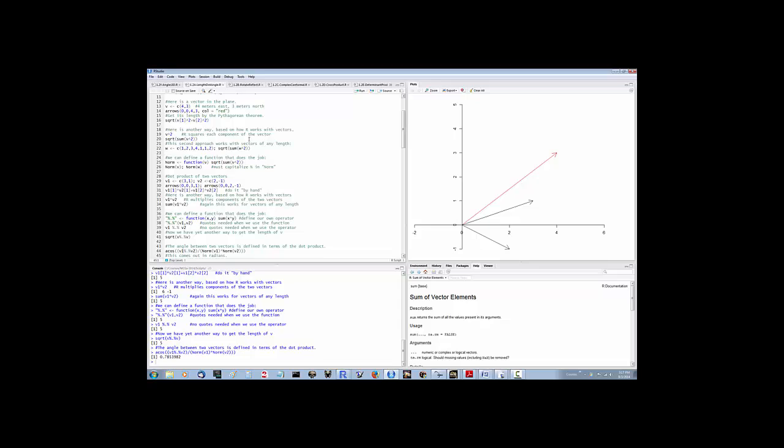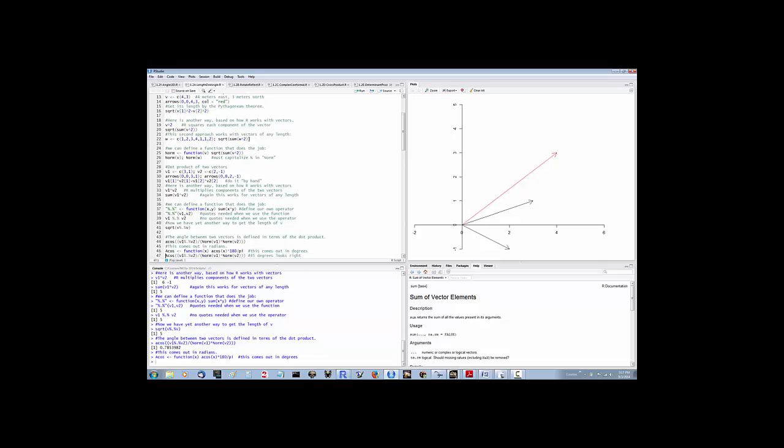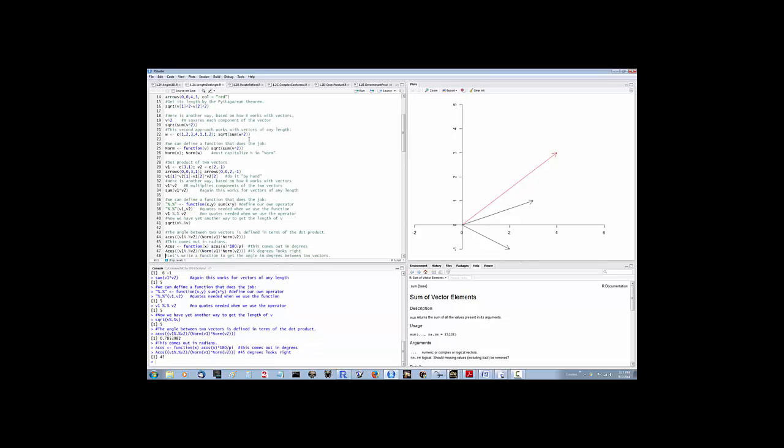0.785, etc. That's not in degrees, that's in radians. If I want to convert it into radians, I have to multiply by 180 degrees divided by pi. But let's do this once and for all by defining an arc cosine function spelled with a capital A that gives the answer in degrees. And now the answer that we get from our two vectors is 45 degrees.